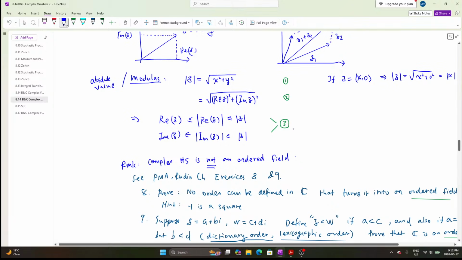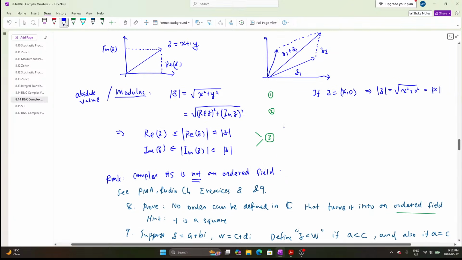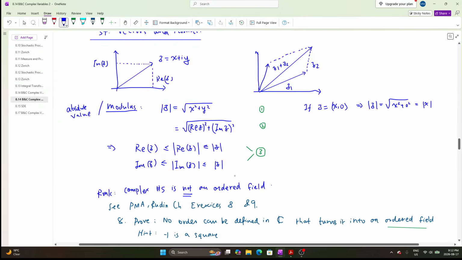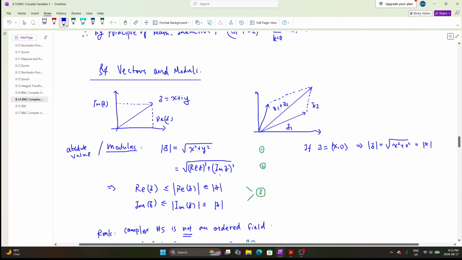So this is inequality number 3. Actually, did we verify it? You know what? Let's just do it on the side. Okay, so we didn't. We just thought, okay, this is obvious, right? So this is saying that the hypotenuse, namely the modulus of z, is no less than both the real part absolute value and the imaginary part absolute value. So verifying this is very easy.